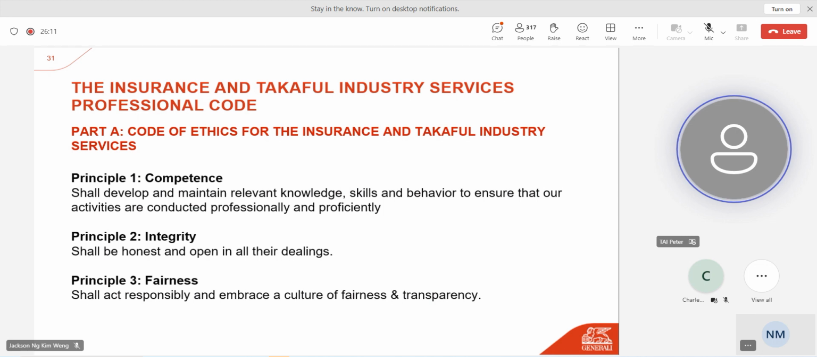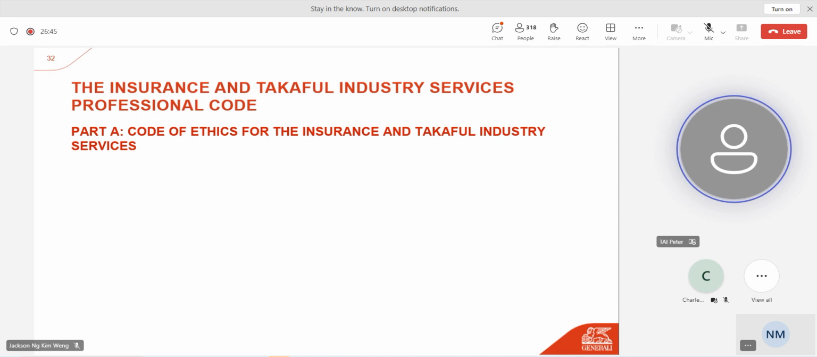Right, for item 1 just now, if you are new to the industry and you still feel that you lack certain knowledge or whatever, kindly involve your MO or your branch manager, so that you can enhance your own knowledge and proficiency in due time, right? Always do business honestly and openly, and be responsible and embrace a culture of fairness and transparency. Okay. Next, there are 3 principles.